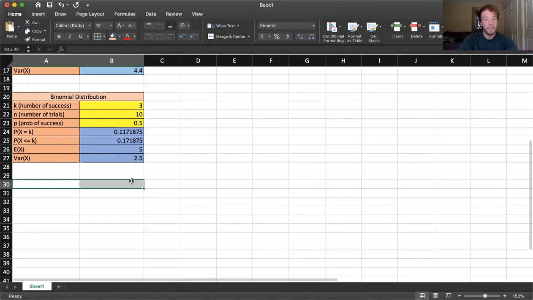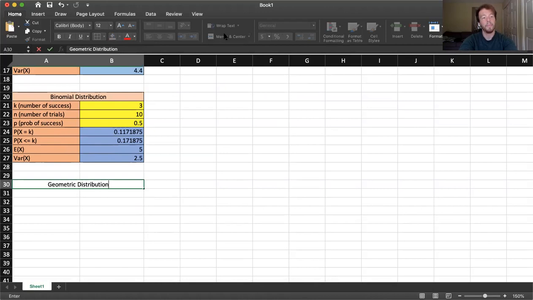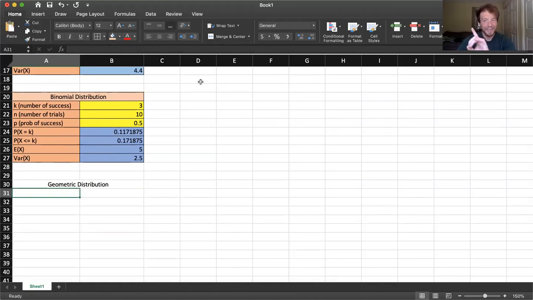The next I wanted to do is the geometric distribution. All right, so the geometric's a little trickier because we're going to have to write out the formula ourselves. There isn't really a built-in formula, or I guess technically there is. Maybe I'll let us use the built-in formula. One second. So we need k. We want to know k, the number of trials until success, right? So I'll just say number of trials.